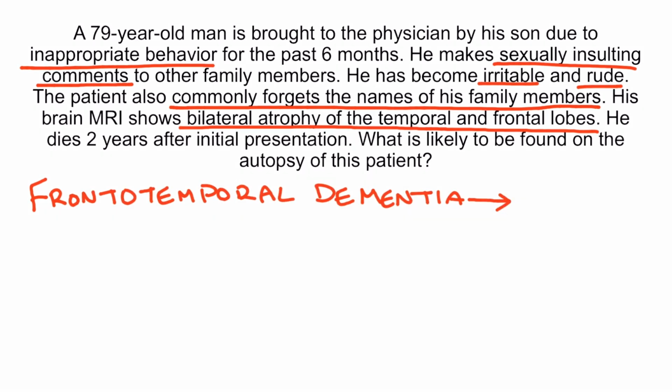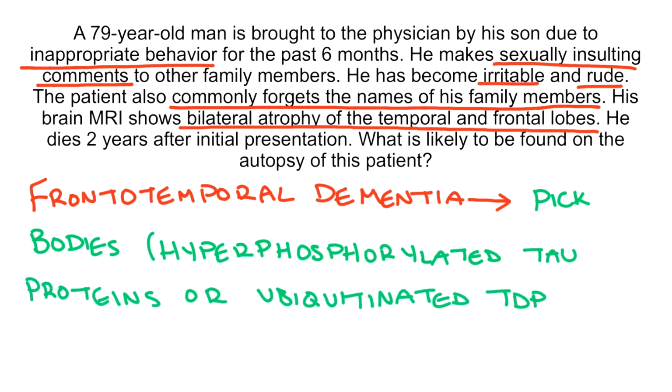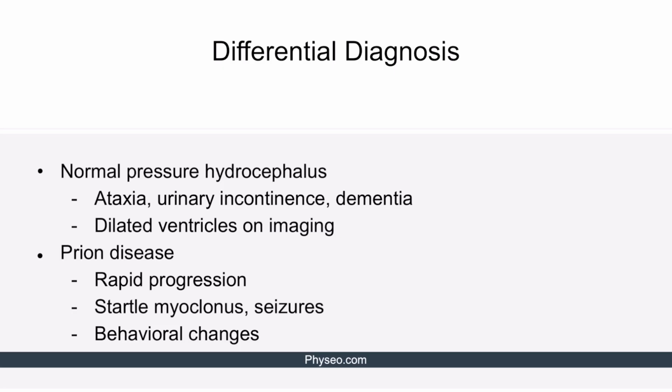Autopsy of the patient with Pick's disease commonly shows round Pick bodies in the cerebral neurons. Pick bodies consist of either hyperphosphorylated tau proteins or ubiquitinated TDP43. Let's take a look at some other etiologies of dementia.